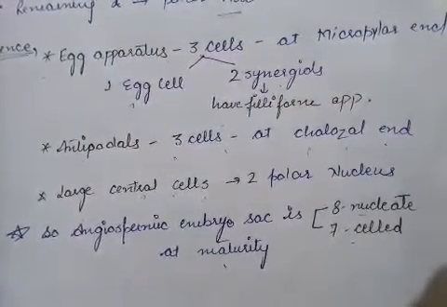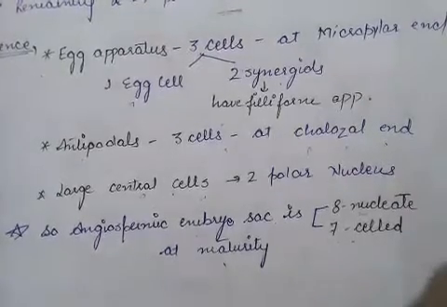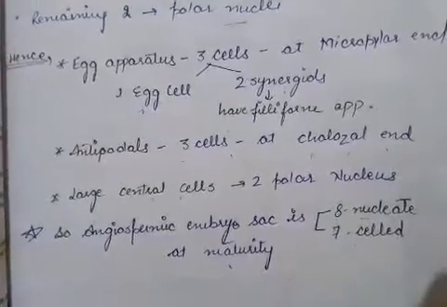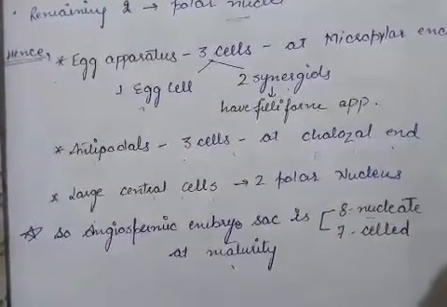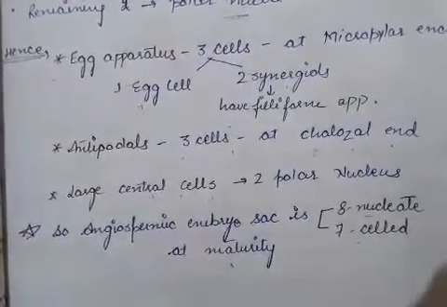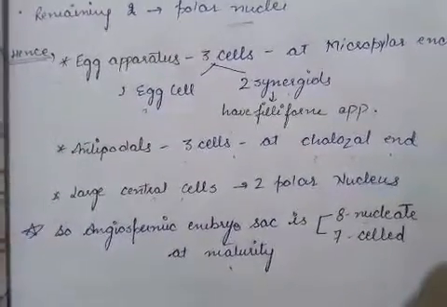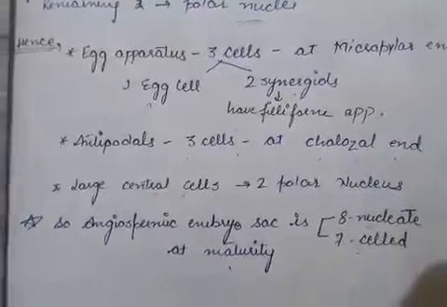So today we have covered the process of megasporogenesis, in which the megaspore mother cell is converted into the megaspore, the embryo sac or the female gametophyte, and the structure of the female part and how these developments take place.